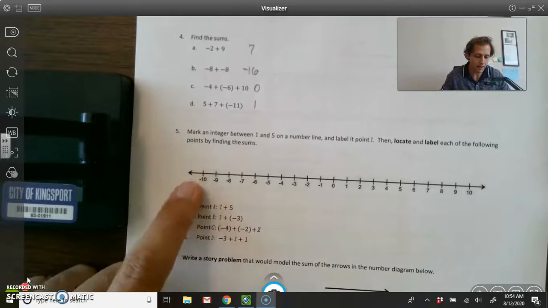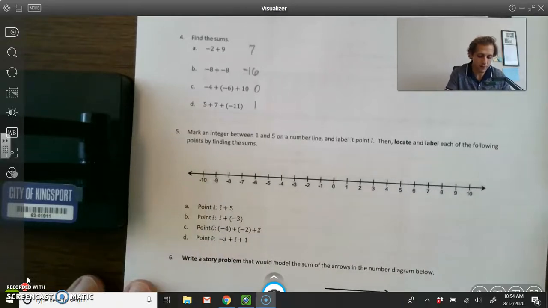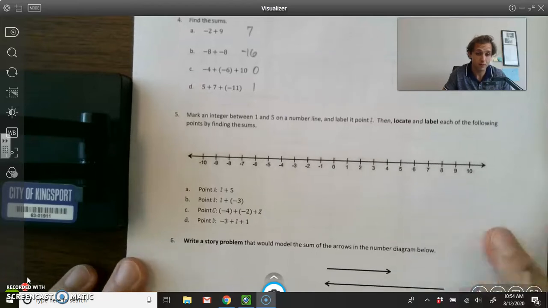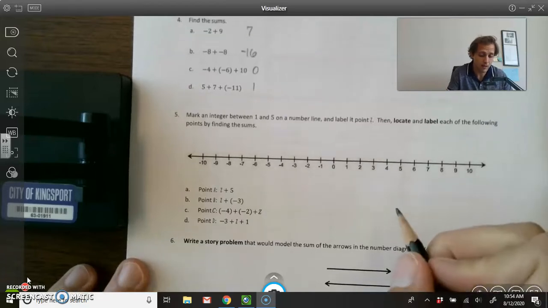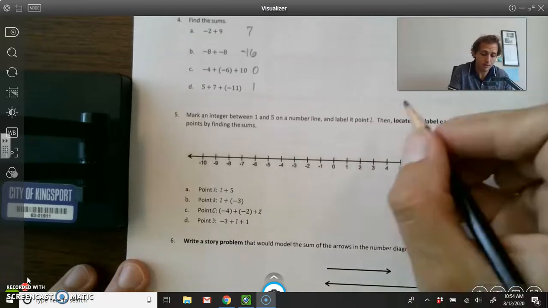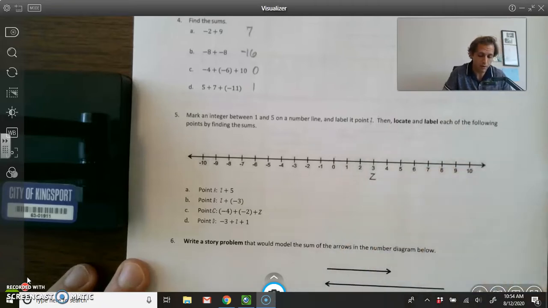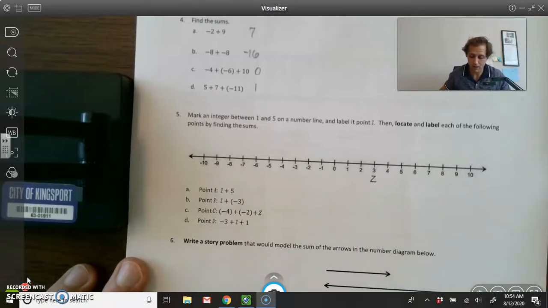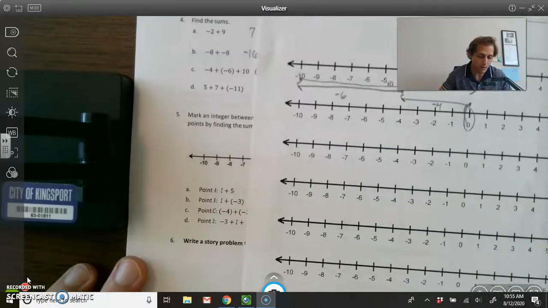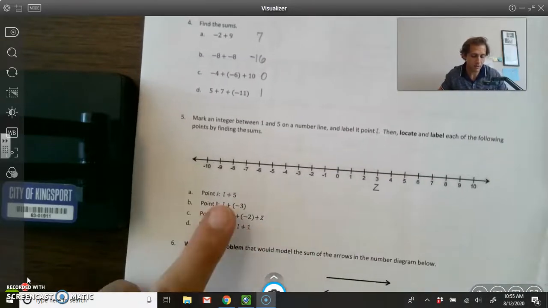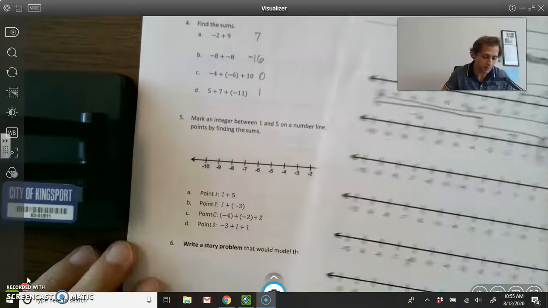Question number 5 asks us to assign a value for point Z. So we are going to pick any value. Z is just going to be any integer. So I'm going to pick 3 as point Z, and it asks us to place A, B, C, and D if Z has a value of 3. Because Z is an integer, I'm going to include it in my models, okay?